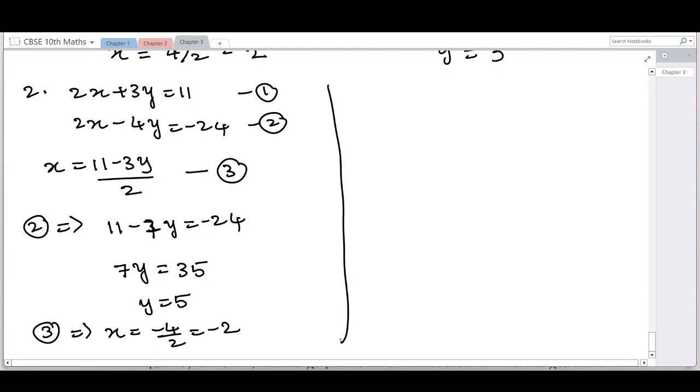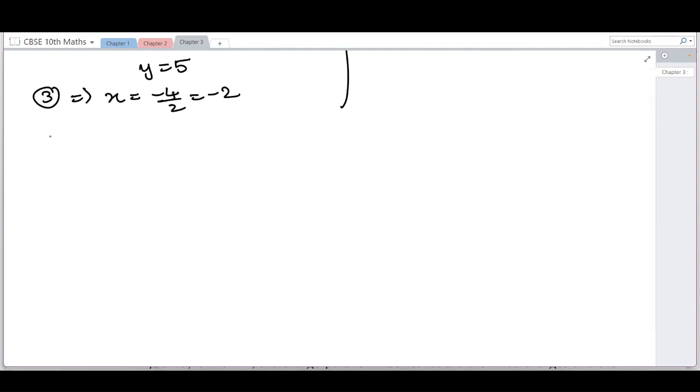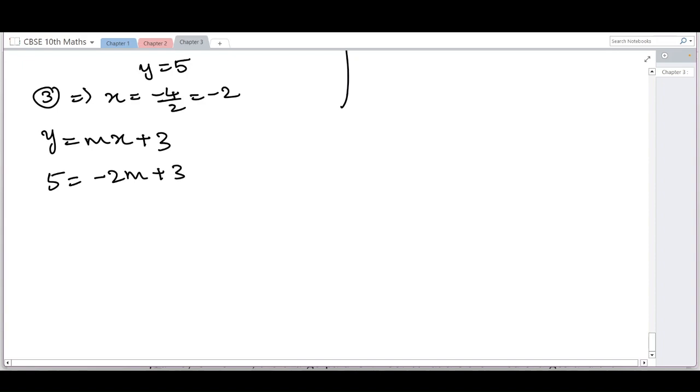Now what we have to do is substitute this x and y value in the equation y equal to mx plus 3. y equal to 5 and x equal to minus 2. So 5 equal to minus 2m plus 3. If you simplify this, you will get 2m equal to 3 minus 5, which is minus 2. So m equal to minus 1. Clear? So we have determined the value of m to be minus 1. Next.